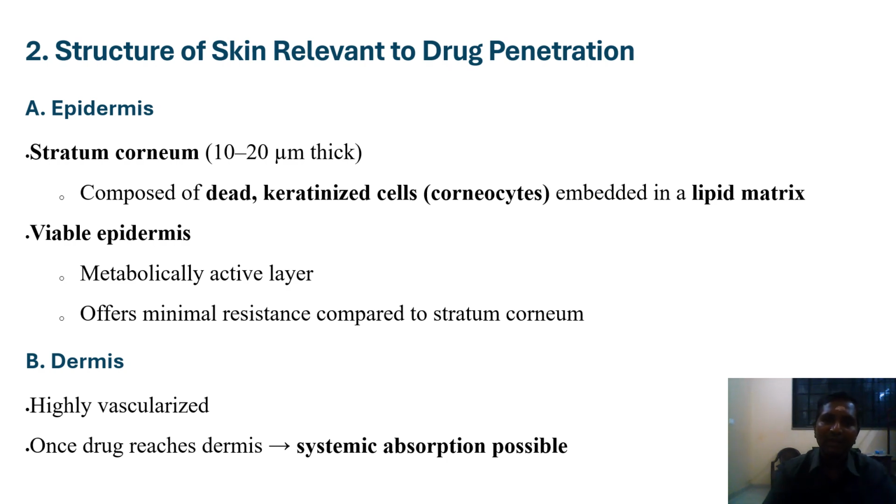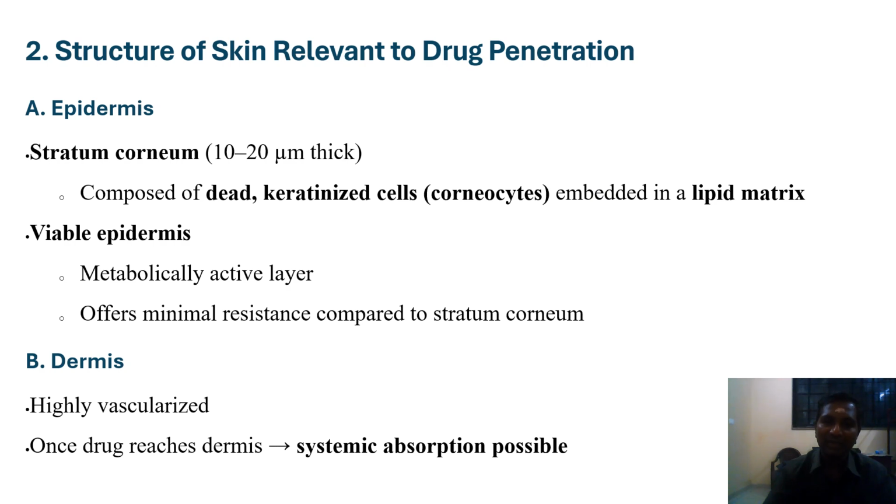To understand dermal penetration, it is important to know the structure of the skin. The skin consists of two major layers relevant to drug penetration, the epidermis and the dermis. The outermost part of the epidermis is called the stratum corneum, which is about 10 to 20 micrometers thick. This layer is composed of dead and keratinized cells called corneocytes, which are embedded in a lipid matrix. Because of this structure, the stratum corneum acts as a main barrier to drug penetration.